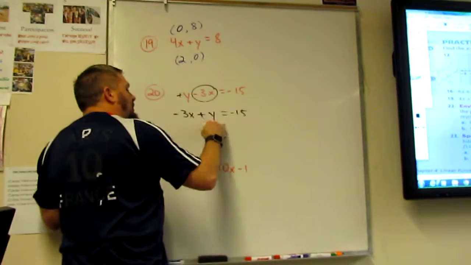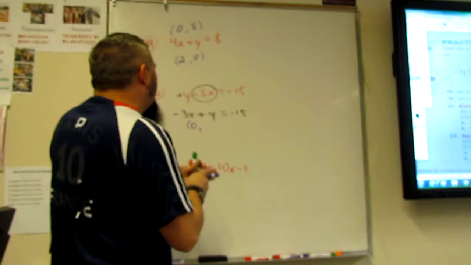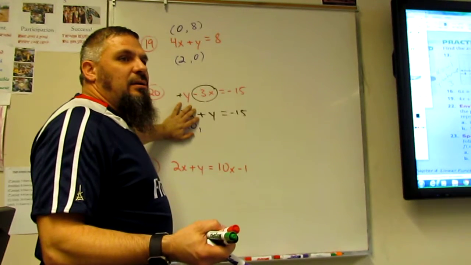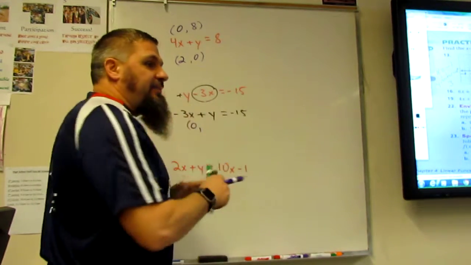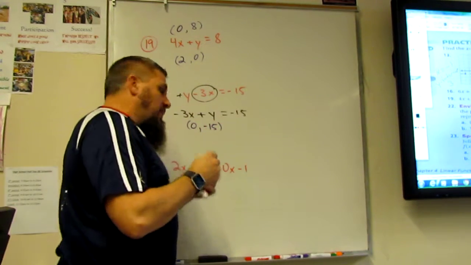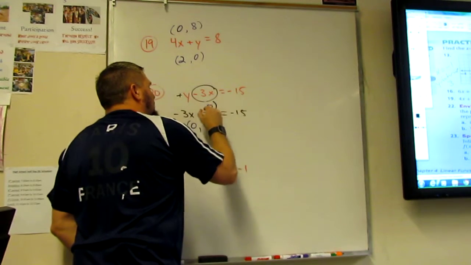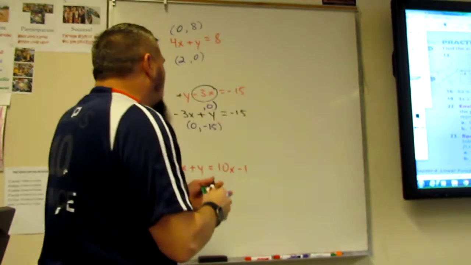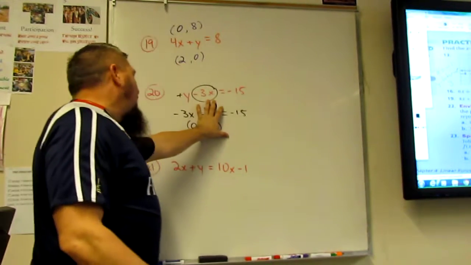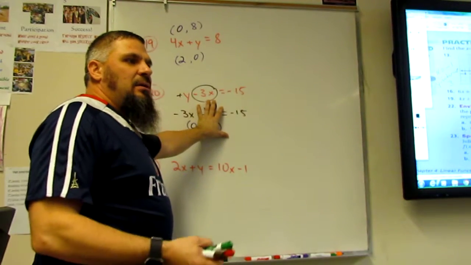If I want to know the y, I plug in 0. And the 0 is going to make this go away. So what is y? Negative 15. Okay? If I want to get rid of the y so that I know what x is, right? Then I'm going to be plugging in the 0 here. So negative 3 times what is negative 15? 5. Skylar.